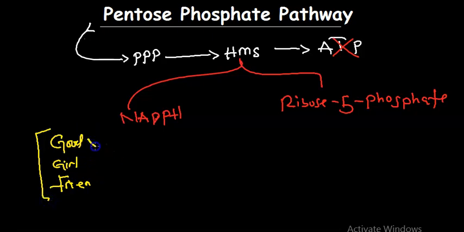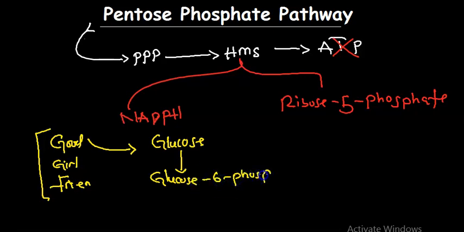Which we said, actually from the definition, glycolysis is simply the breakdown of glucose. So the good stands for the glucose. Then the girl stands for glucose 6-phosphate. Then when it moves down, we have the friend, which is fructose 6-phosphate.